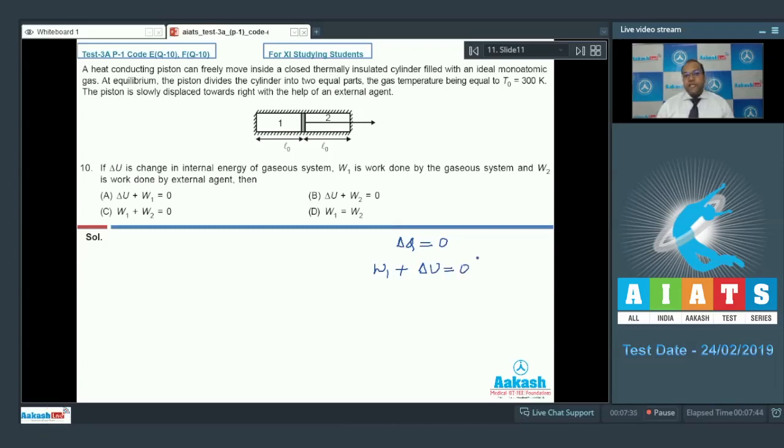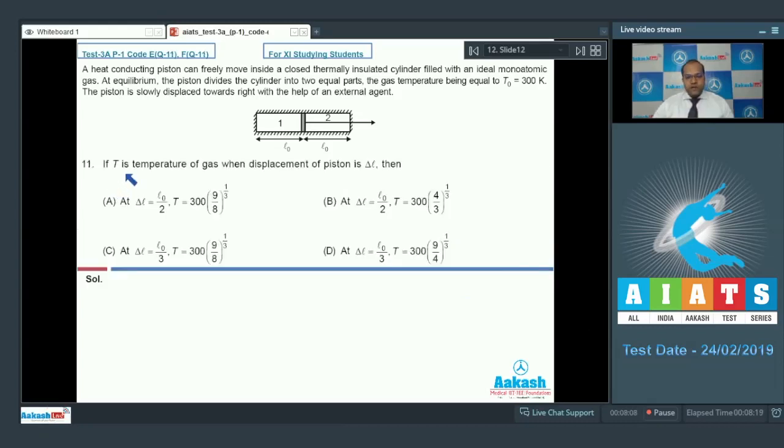Now the work done by the external agent is used in increasing the internal energy of the gas, so W2 is equal to delta U. So we can say that W1 plus W2 is equal to 0. Hence option A and C are correct and B and D are wrong. So the correct answer for question number 10 is option A and C. Let's move to question number 11.